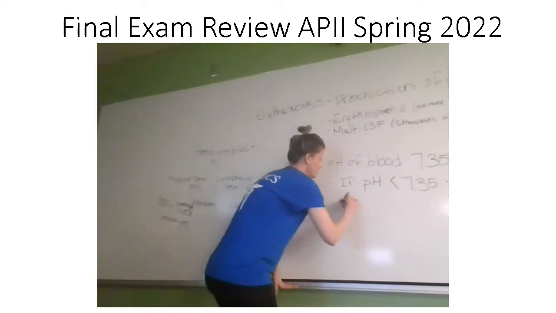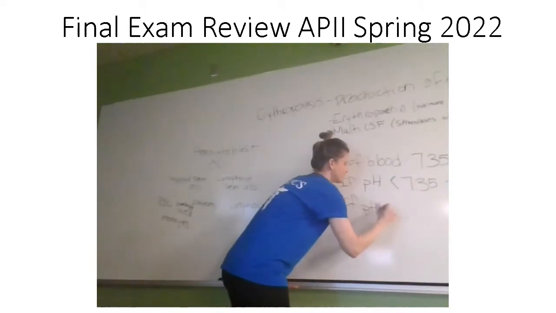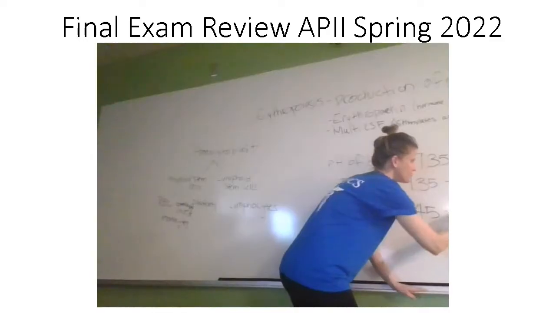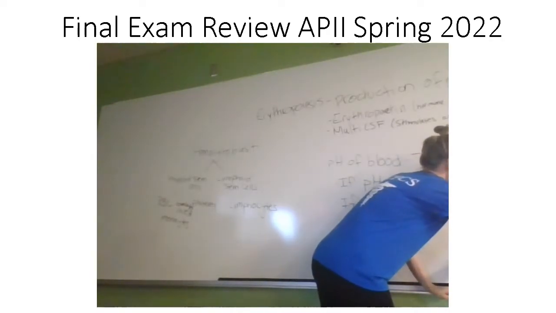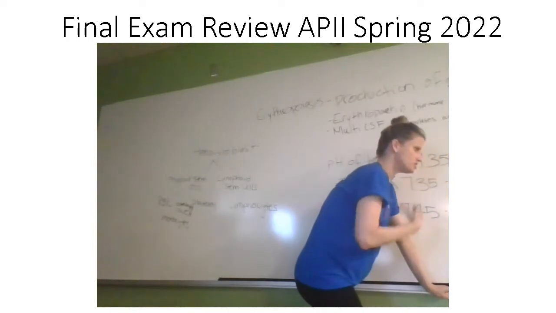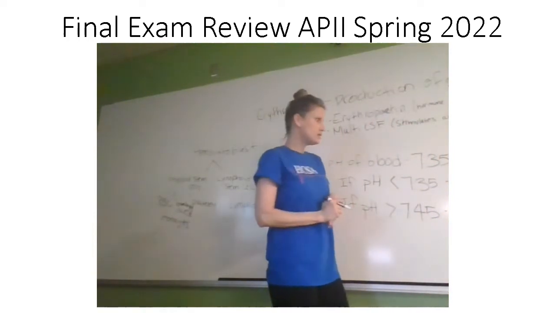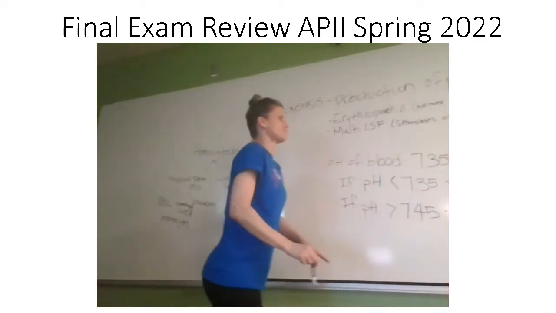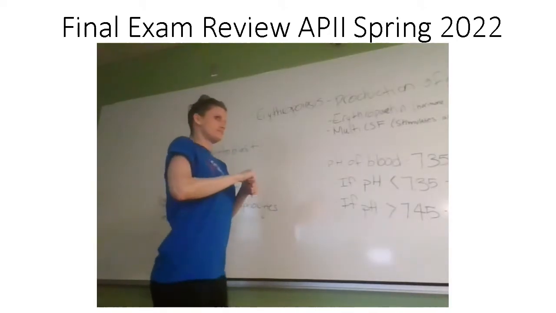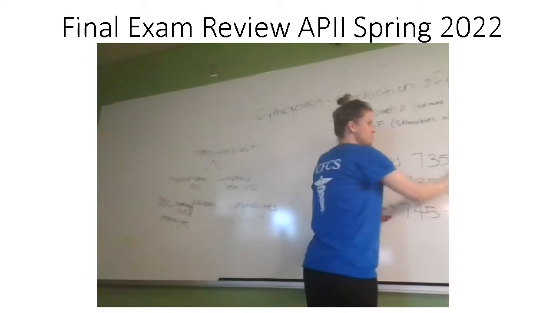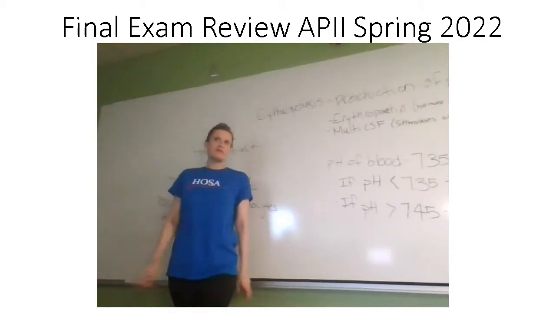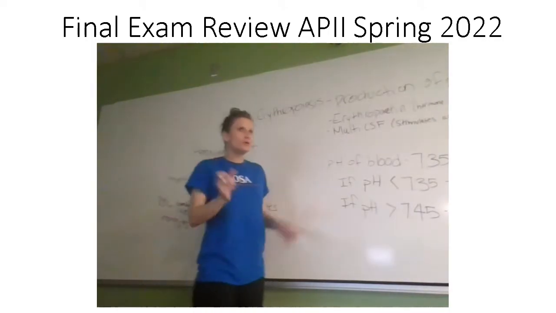If the pH is greater than 7.45, they have alkalosis, right? The pH is too basic or too alkaline. And that's the opposite problem. That means they have too few hydrogen ions. If the pH is in between these, they don't have anything. Nothing wrong. So if the pH is 7.38, great. 7.42, great.